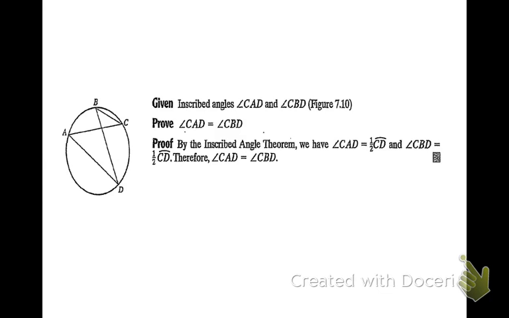So here's just a quick proof of that idea. We're proving CAD equals CBD. By the inscribed angle theorem, we have CAD equals half of CD, and CBD equals half of CD, therefore they're equal to each other.